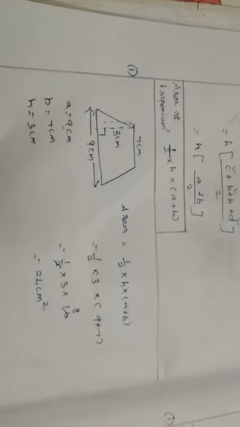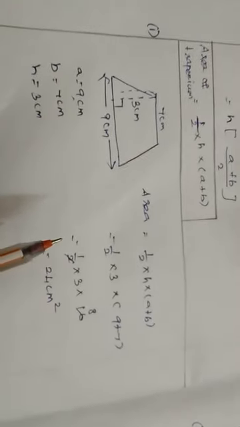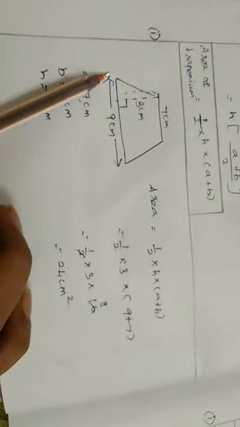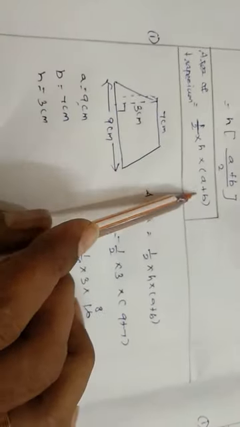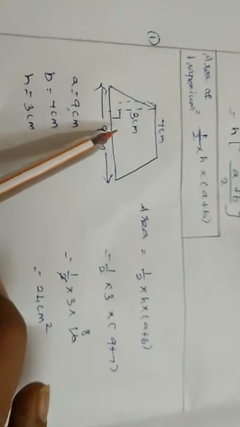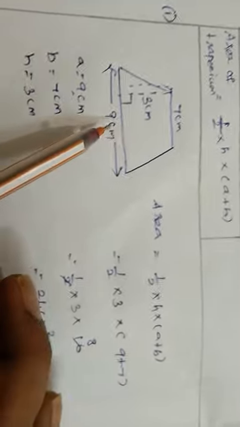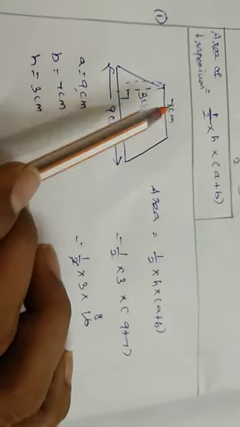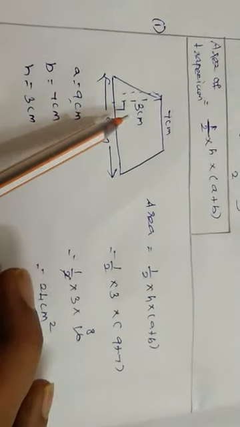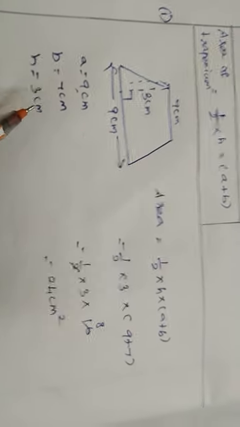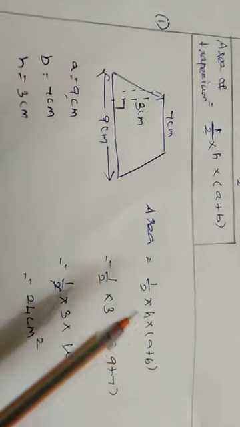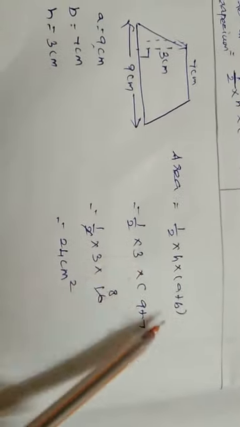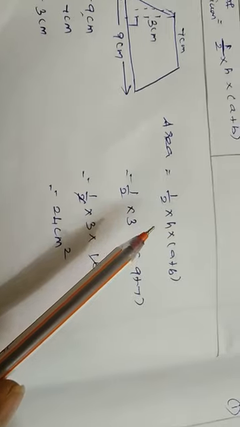Now suppose you have a trapezium like that. Here the sum of the parallel sides is A plus B and the height is 3, like in the picture given. So you are going to consider A equal to 9 centimeters, B equal to 7 centimeters, and height equal to 3 centimeters, or you can use A equal to 7, B equal to 9; you can interchange. Now 1 by 2 into H into A plus B: substitute H and A plus B.